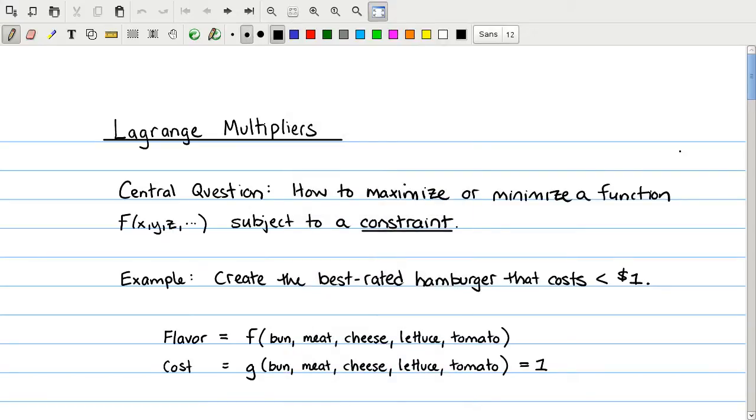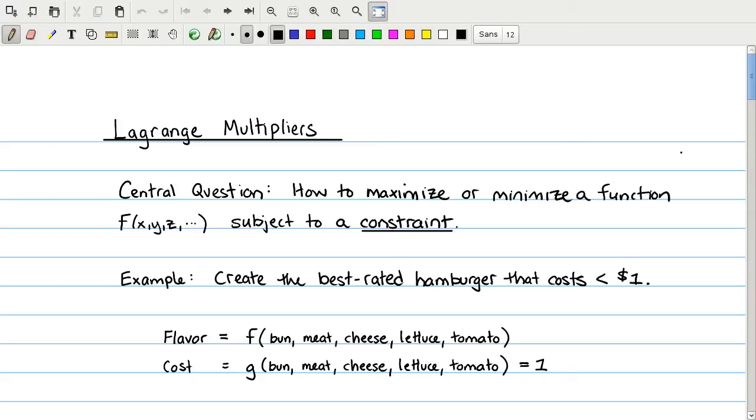This is a relatively short lesson on a topic called Lagrange multipliers. The central question we're trying to answer is, again, as in the previous section, how to minimize or maximize a function, but now we introduce a little twist in that we require that those functions be maximized subject to a constraint. The easiest way to explain this is to give you an example.